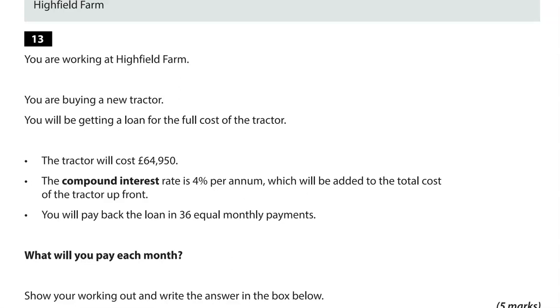So we know the cost of the tractor is £64,950. We need to apply compound interest at the rate of 4% per year. How many years? That's what we need to work out, because it says you will pay back the loan in 36 equal monthly payments. So there are 12 months in the year. That tells me that this is 3 years.